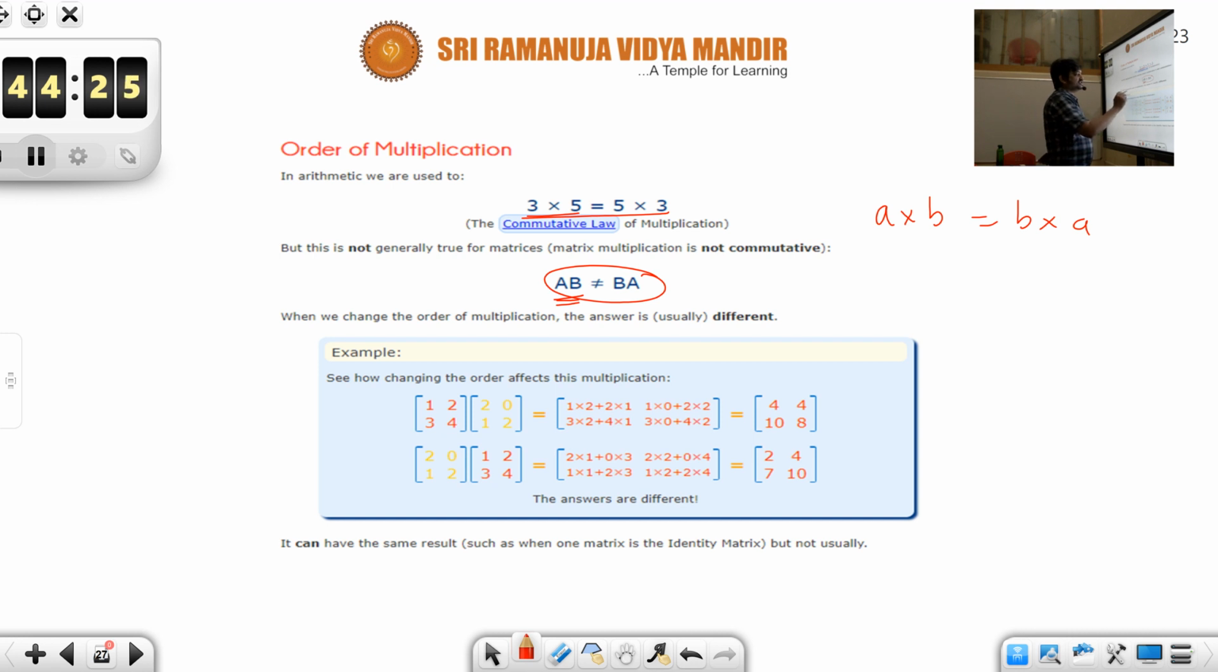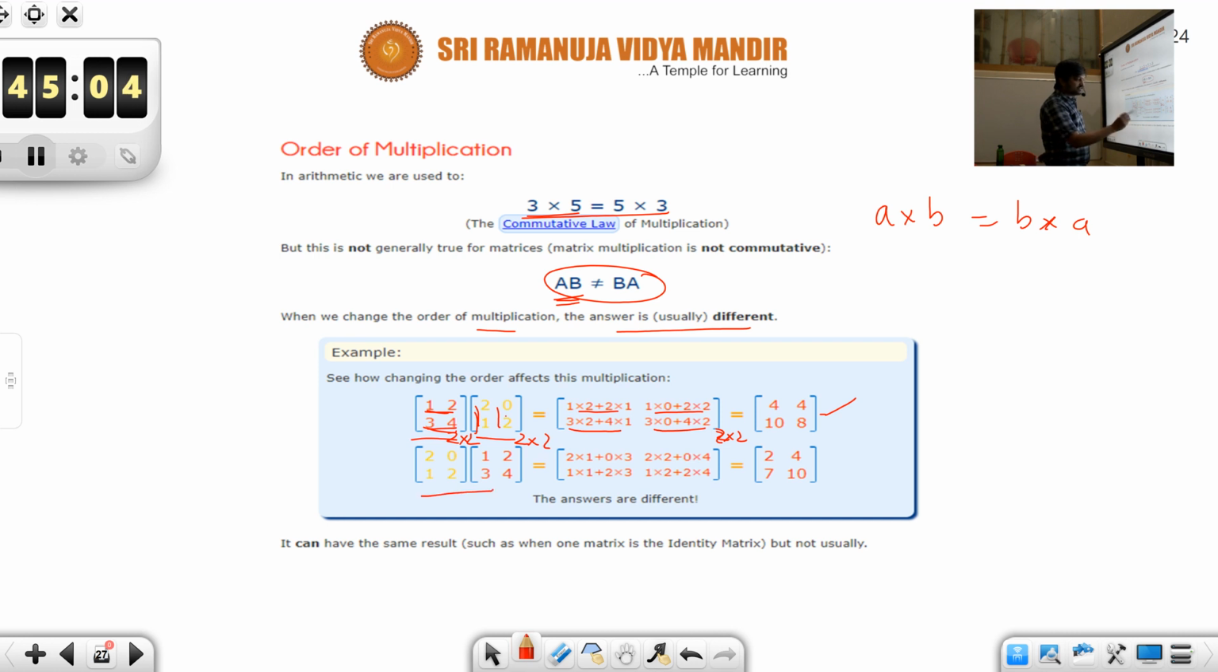So when we change the order of multiplication, the answer is usually different. For example, let's consider two matrices: 1 2 3 4 and 2 0 1 2. These are of 2 by 2 order, so the multiplication is well defined, the orders are matching, and you will get a 2 by 2 matrix. If you find the dot products: 1 times 2 plus 2 times 1, and 1 times 0 plus 2 times 2, and similarly 3 times 2 plus 4 times 1, and 3 times 0 plus 4 times 2, you will get this matrix.